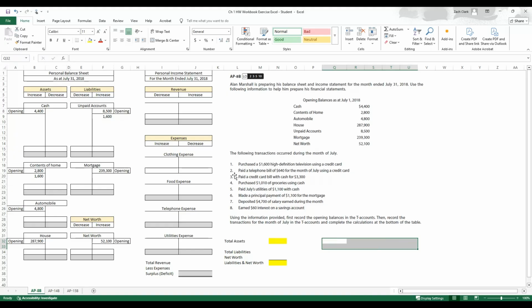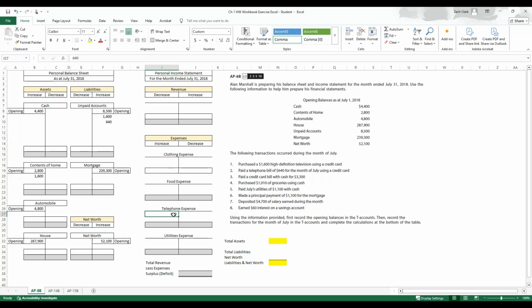Okay, let's look at transaction number 2. Here we paid a telephone bill of $640 for the month, again using a credit card. So this is a good problem where we're seeing that, again, a credit card was used, so an additional liability, an amount that we will owe, we will have to pay in the future, is increasing. But in the first instance, we bought an asset with an increase in our credit card liability. But here we're increasing our credit card liability to pay for a telephone expense. And so as you can see, we've increased our liability again, but now we'll come down to telephone expense and we'll record that on the increase side there.